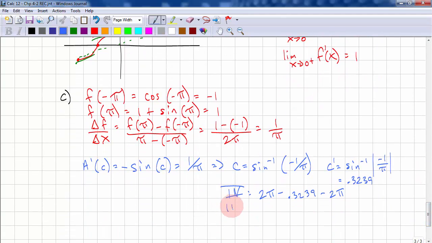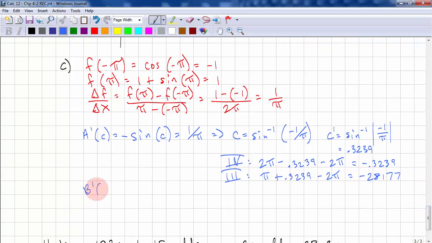Quadrant 3 answer, this works out to negative 0.3239. Here we have pi plus 0.3239. And then we're going to subtract 2 pi from the whole thing. And we get negative 2.8177.